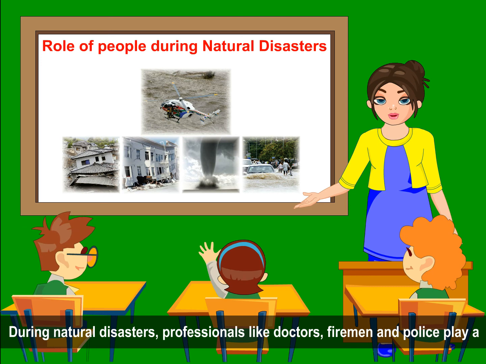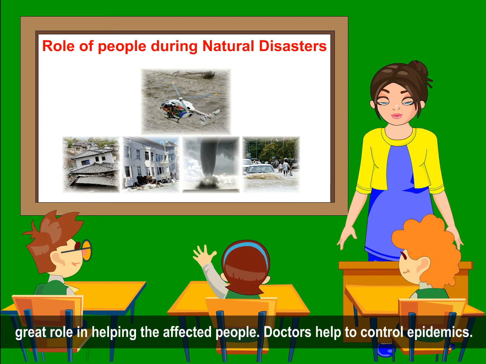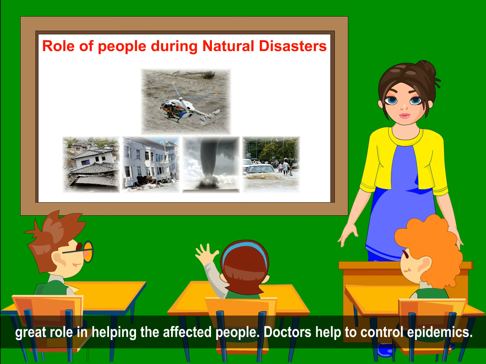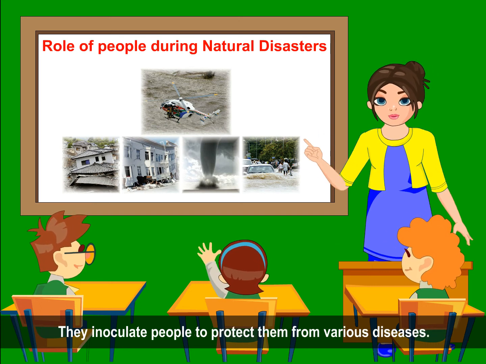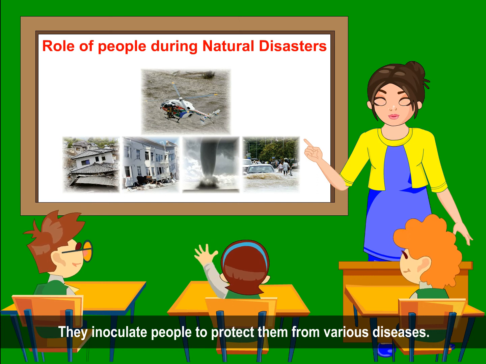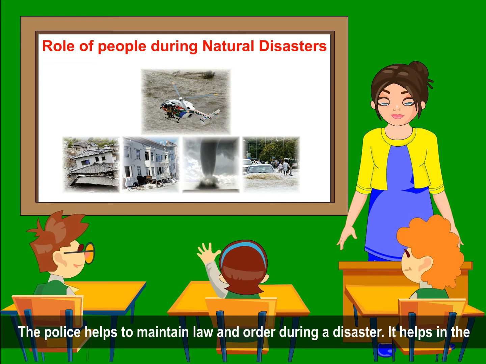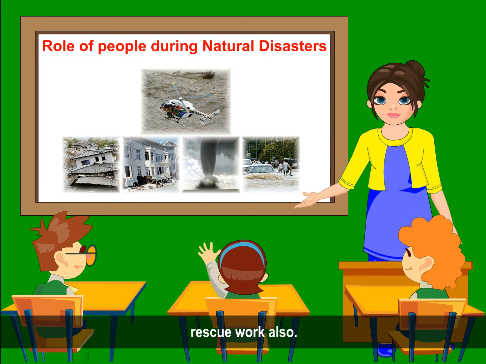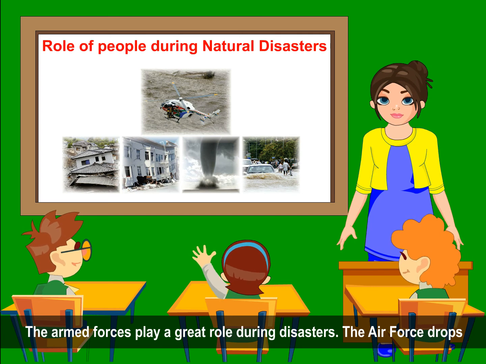During natural disasters, professionals like doctors, firemen and police play a great role in helping the affected people. Doctors help to control epidemics. They inoculate people to protect them from various diseases. The police help to maintain law and order during a disaster. They help in the rescue work also. The armed forces play a great role during disasters.